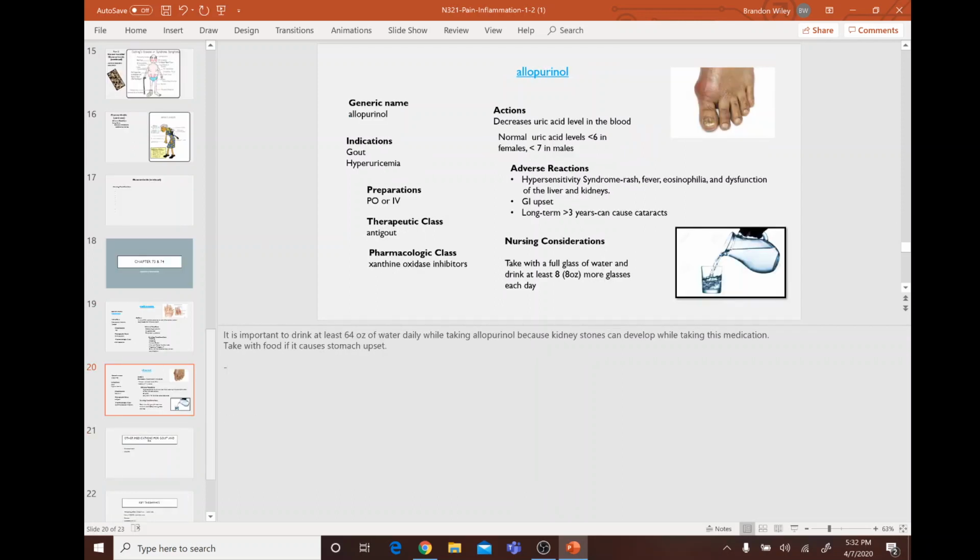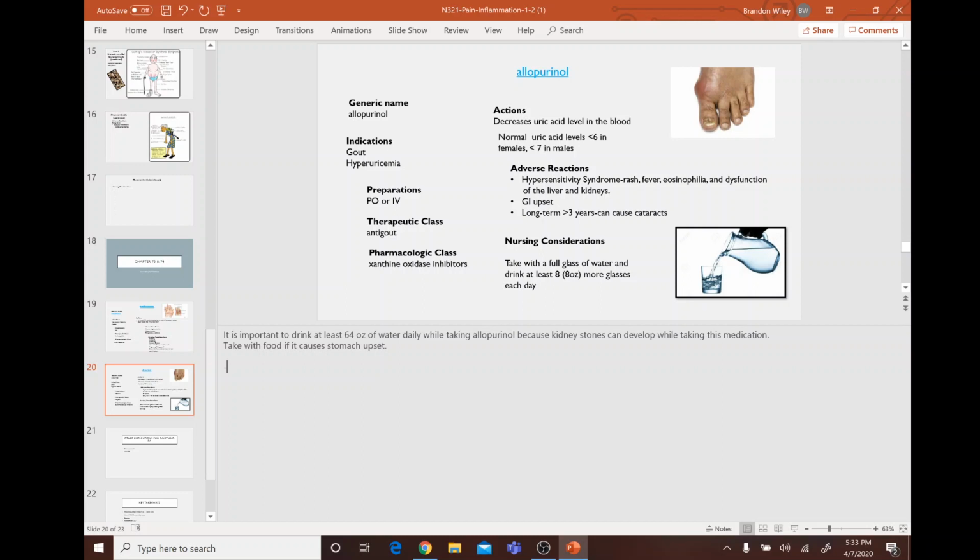What do we use allopurinol for? Gout, hyperuricemia. How do we prepare allopurinol? PO or IV. What is the therapeutic class of allopurinol? Anti-gout. What is the pharmacologic class of allopurinol? Xanthine oxidase inhibitors. What is the action of allopurinol? Decrease uric acid levels in the blood. Less than 6 in females, less than 7 in males.